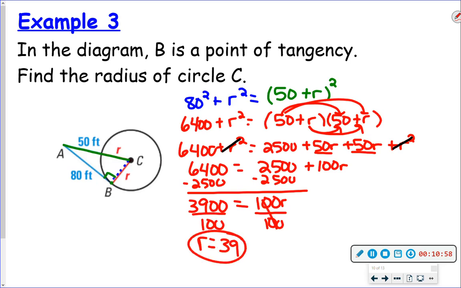So yes, there are a couple of these on the homework. Please be careful on that hypotenuse because you have to add the 50 and the r, and then it turns into a lot of Algebra 1 review where you have to FOIL or distribute that all the way together.